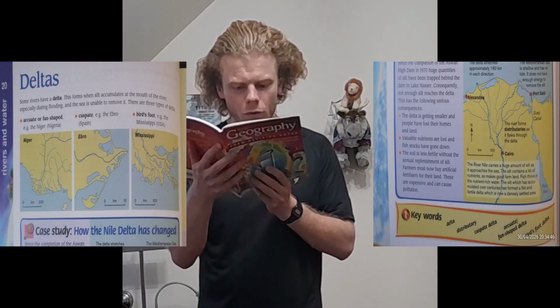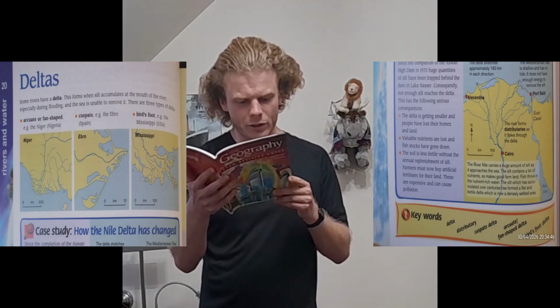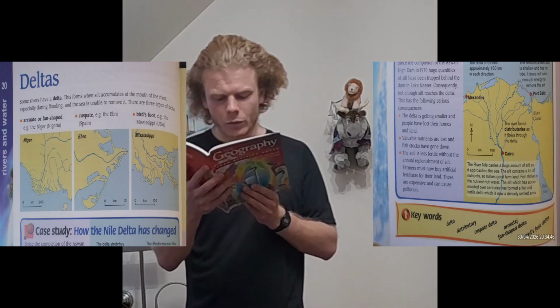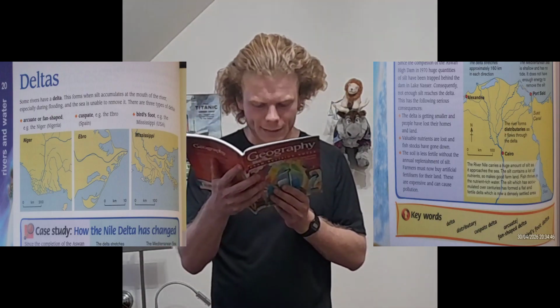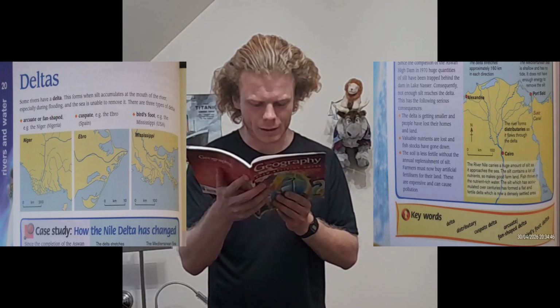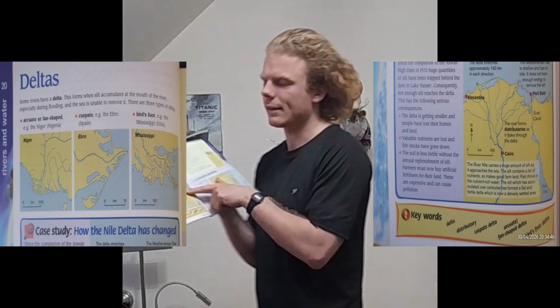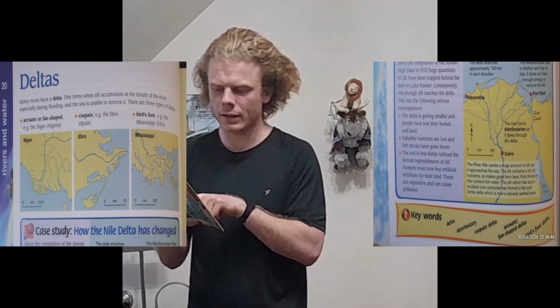They just said valuable nutrients are lost and fish stocks have gone down. Okay, fish thrive in the nutrient-rich water. The silt which has accumulated over centuries has formed a flat and fertile delta, which is now a densely settled area. Okay, we understand that. This delta has formed over centuries, so over hundreds of years.